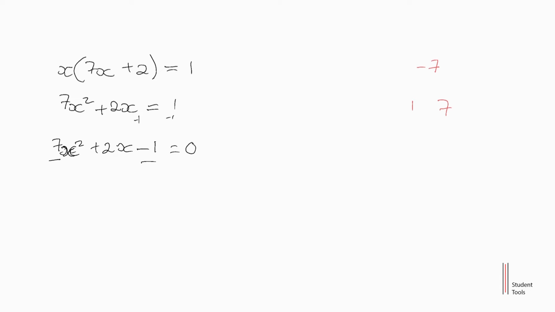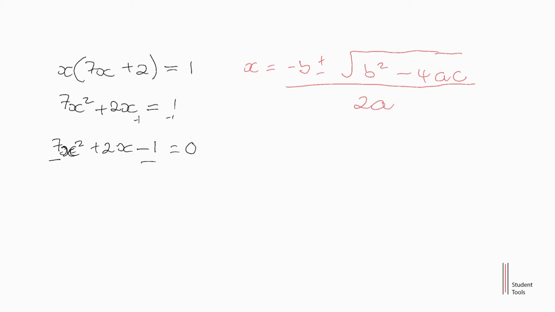So what do we do when a quadratic equation cannot be factorized? We use one other method, which is using the quadratic formula. The quadratic formula gives us x equal to minus b plus or minus the square root of b squared minus 4ac, over 2a. In this case, a is the coefficient of the leading term, b is the coefficient of x, and c is the constant. So let us substitute in the formula and see what we get for the values of x.